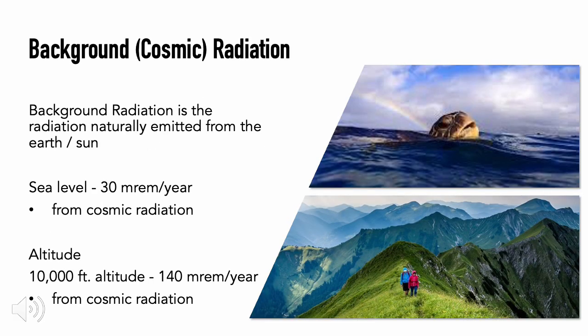Then we have background or cosmic radiation. Background radiation is the radiation naturally emitted from the Earth and the Sun. At sea level, you have 30 MREM a year from cosmic radiation. At an altitude of 10,000 feet, you have 140 MREM a year from cosmic radiation.